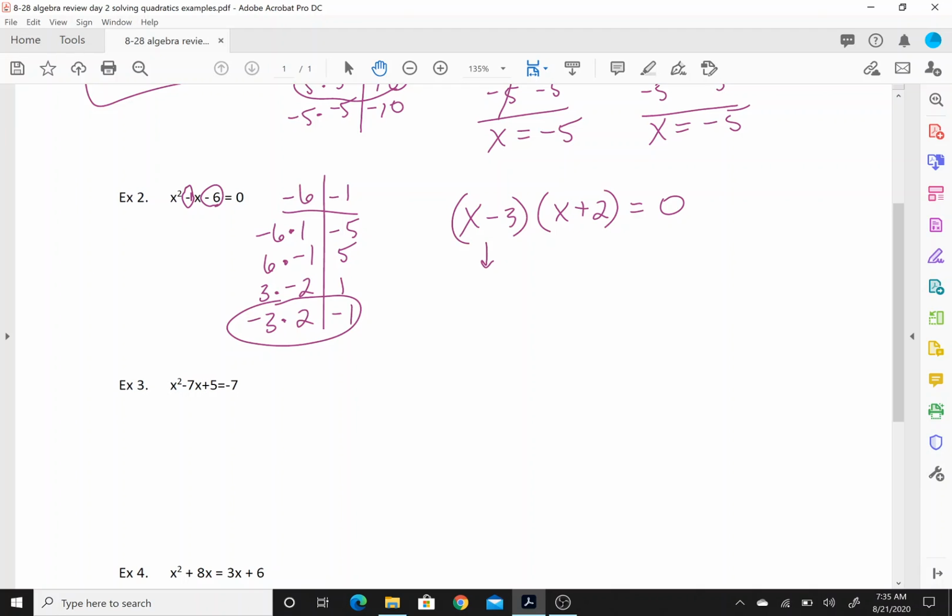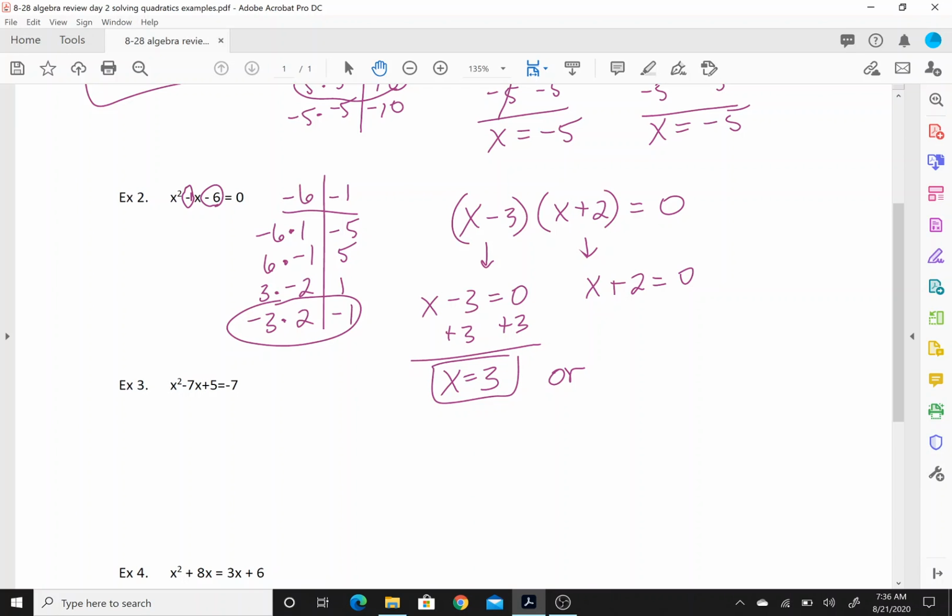Now we have to find where each of these parentheses is equal to 0, because in order for you to get 0 when you're multiplying two things, at least one of them has to be equal to 0. That's why we take these each individually and see where they are equal to 0. So x minus 3, I'm going to add 3, and that will give me x is equal to 3.